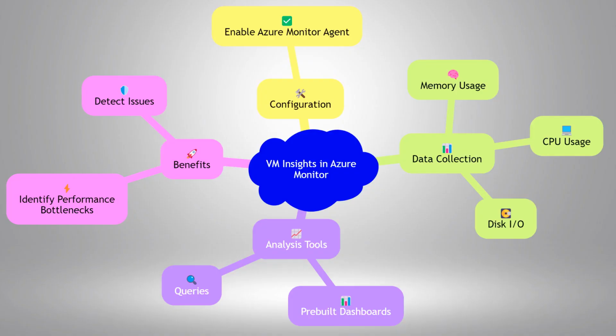VM Insights in Azure Monitor provides detailed monitoring of your virtual machines. To configure VM Insights, you need to enable the Azure Monitor agent on your VMs. This agent collects performance data such as CPU usage, memory usage, and disk I/O, and sends it to Azure Monitor. You can then use pre-built dashboards and queries to analyze this data and identify performance bottlenecks or other issues.